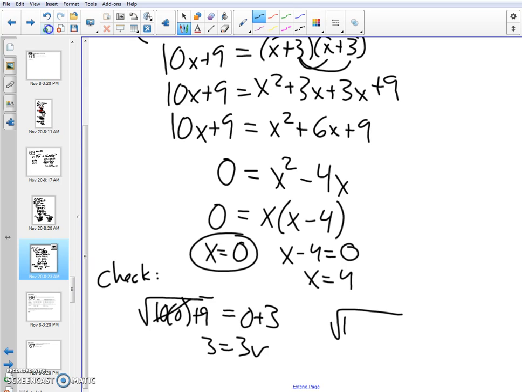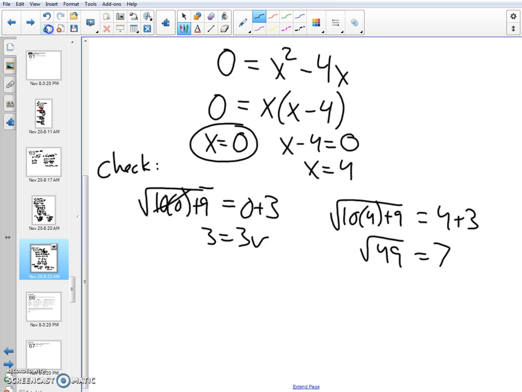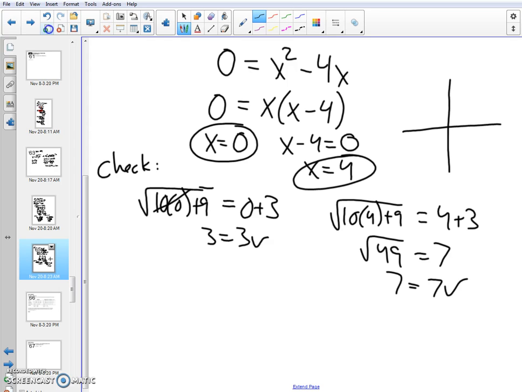Let's check 4. The square root of 10 times 4 plus 9 equals 4 plus 3. So this would be the square root of 49 equals 7, which is true. So we have two solutions here. So if you think about why that might be true, we know the graph of a square root function, the parent function, has that general shape. And we said this was equal to x plus 3, which is something linear. So it's possible that something linear could go through that graph twice.